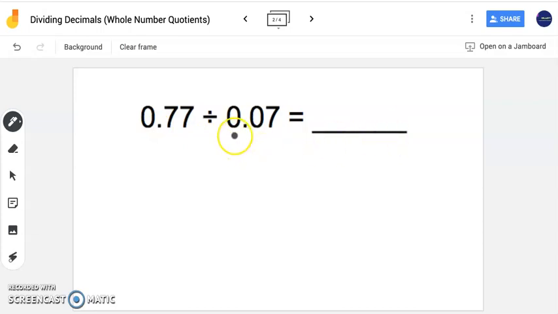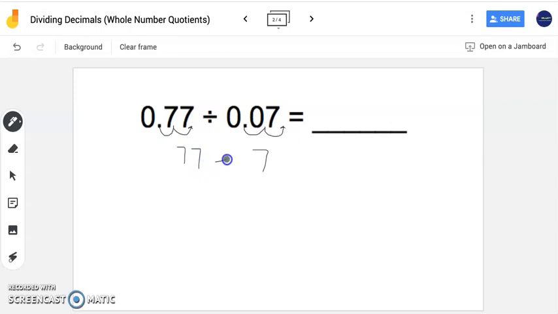By looking at my divisor here, I notice there is a decimal. Our goal is to first eliminate the decimal and then we can divide. By eliminating the decimal here, we're going to multiply by 100. By multiplying by 100, I'm moving that decimal place 2 places to the right, giving me just 7. Now I have a whole number as my divisor. But if I multiply my divisor by 100, I also need to multiply my dividend by 100. By multiplying by 100, I'm moving that decimal place 2 places to the right, now giving me 77.